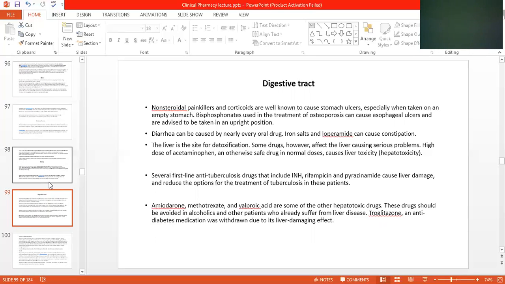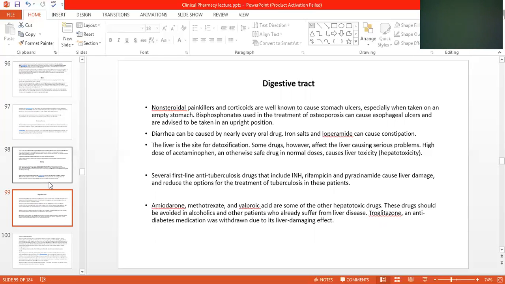Several first-line anti-tuberculosis drugs, which include isoniazid, rifampicin, ethambutol, and pyrazinamide, cause liver damage and reduce the options for the treatment of tuberculosis in these patients. Amiodarone, methotrexate, and valproic acid are some of the other hepatotoxic drugs. These drugs should be avoided in alcoholics and other patients who already suffer from liver disease. Pioglitazone, an anti-diabetic medication, was withdrawn due to its liver damaging effects.